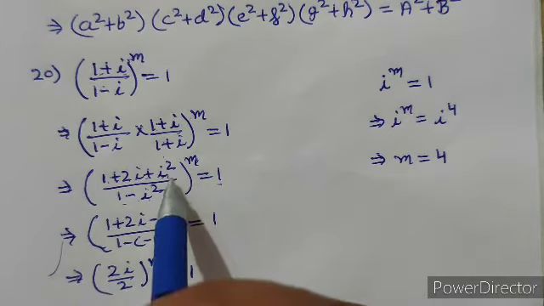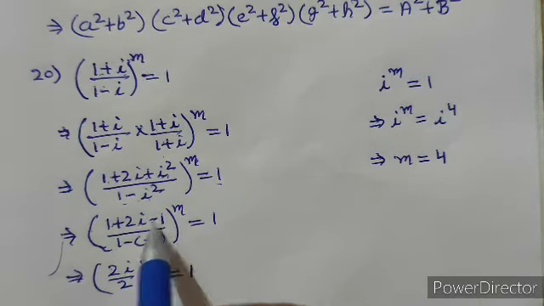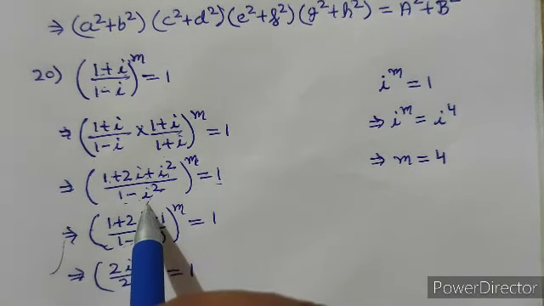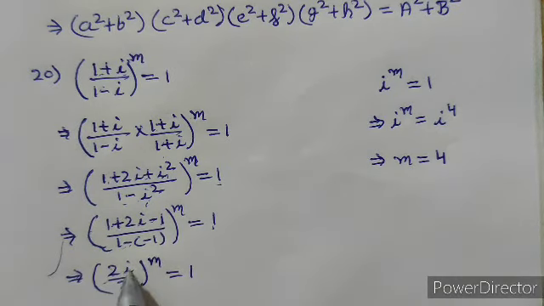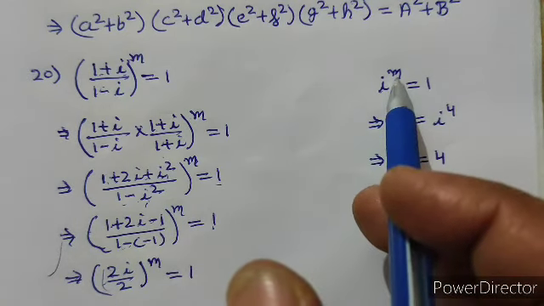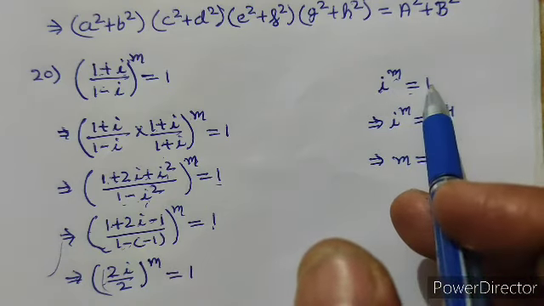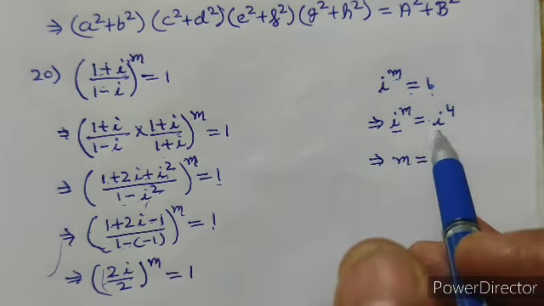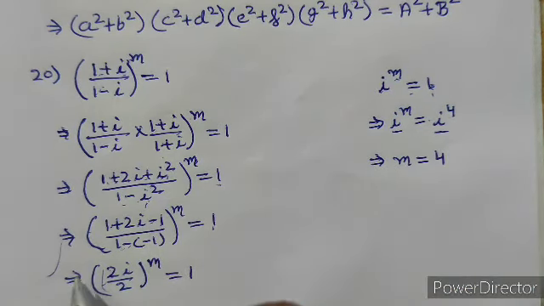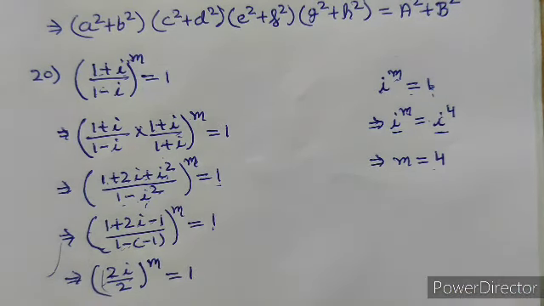Now as i square is equal to minus 1, so we will get 1 plus 2i minus 1 upon 1 minus (minus 1), raised to power m equal to 1, and that will give us 2i upon 2 raised to power m equal to 1, which will be equal to i raised to power m is equal to 1. As i raised to power 4 is equal to 1, so in place of 1 we can write i raised to power 4, as base on both the sides is equal to i, so their powers will be equal. So we can say that m is equal to 4.